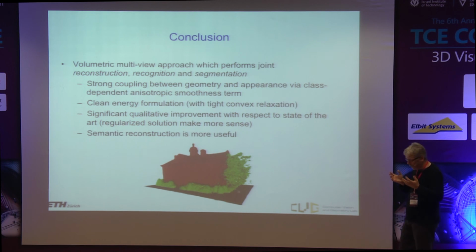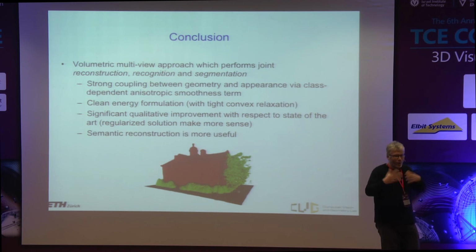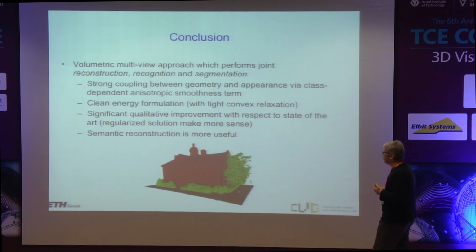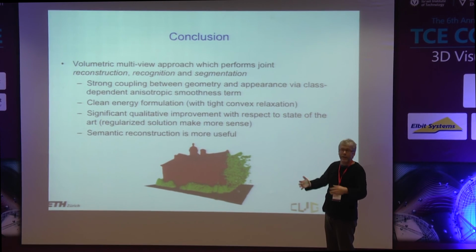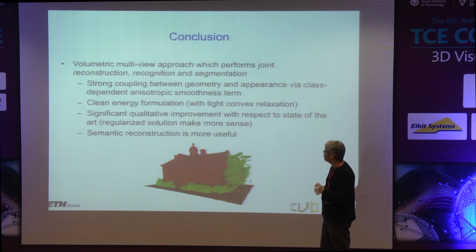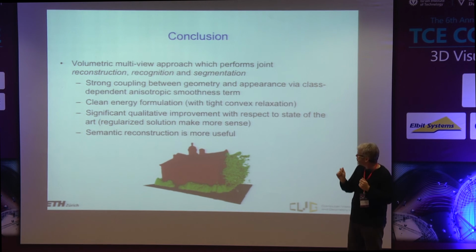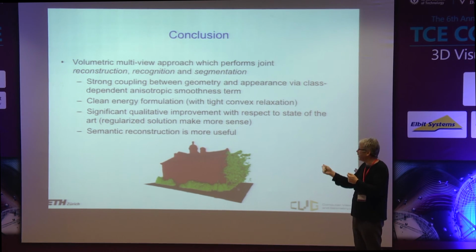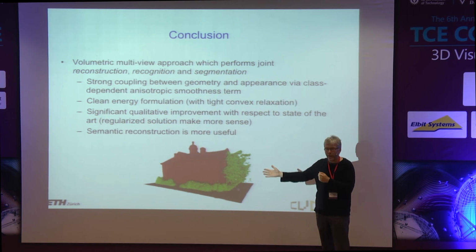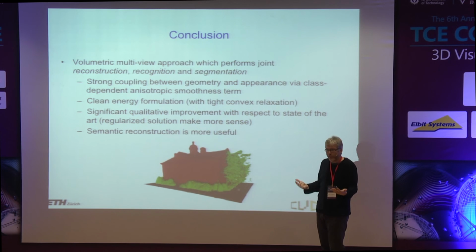So the key message here was that by doing these two problems together, or actually trying to solve all of vision at once, we can do this with this volumetric multi-class formulation, at least in this type of vision problem. The key thing is that we can get a strong coupling between the two subproblems, the geometry and the appearance, through this anisotropic behavior. If we know it's a wall, we have a prior that it's probably vertical, and we can fill in vertical surfaces very nicely if we miss data.